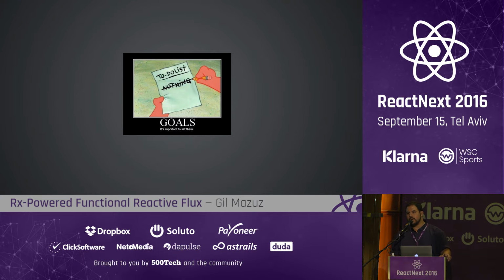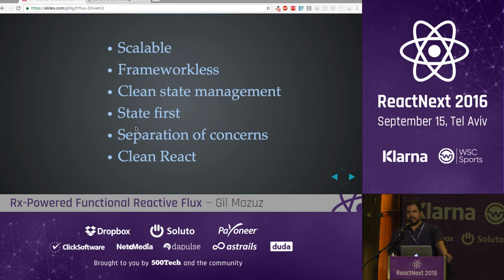So we had a few goals for this project, and we wanted to achieve those goals. The first goal we had is for our application to be scalable. Now, when I say scalable, I don't necessarily mean scalable performance-wise. I mean actually scalable feature-wise, which means when the application scales up, how easy it is to add another feature to it. The second goal we had is to be frameworkless.